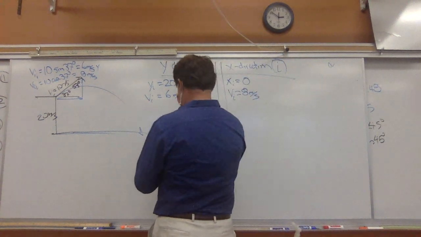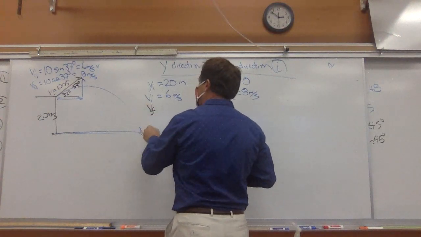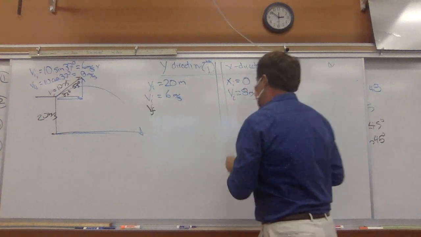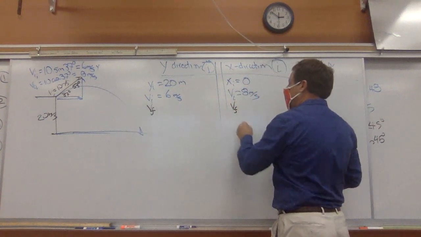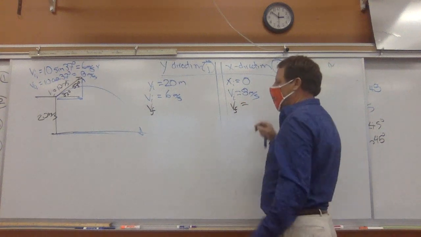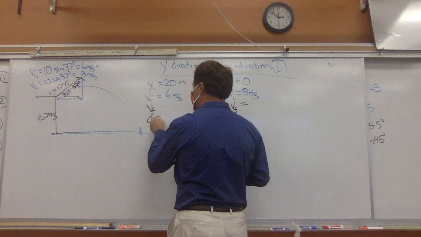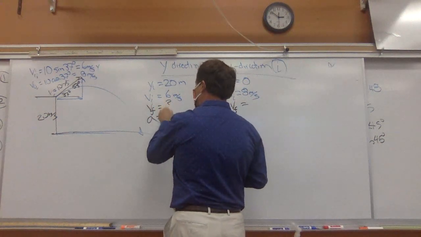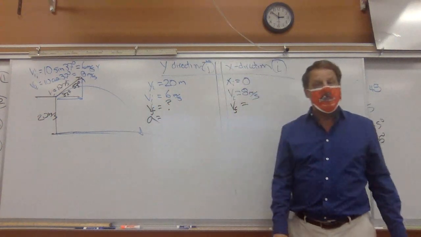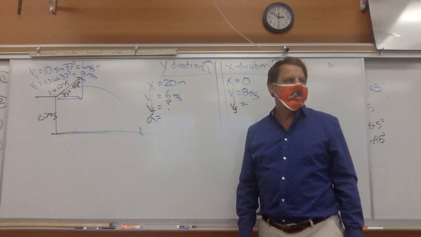All right. So now we don't know our final velocity in the y direction, and we don't know our final velocity in the x direction, or do we? Now we have acceleration. You guys, what is the acceleration in the y direction if we throw something off that cliff?